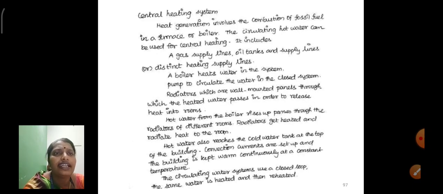அண்ட் நெக்ஸ்ட் ஒன், சென்ட்ரல் ஹீட்டிங் சிஸ்டம்ஸ் திஸ் ஜென்ரேஷன் இன்வால்வ்ஸ் ஏ கம்பஸ்டியன் ஆஃப் ஃபாசில் ஃபியூல் இன் எ ஃபர்னேஸ் ஆர் பாய்லர். த சர்க்குலேட்டிங் ஹாட் வாட்டர் கேன் பி யூஸ்டு ஃபார் சென்ட்ரல் ஹீட்டிங். இட் இன்க்ளூட்ஸ் எ கேஸ் சப்ளை லைன்ஸ், ஆயில் டேங்க்ஸ் அண்ட் சப்ளை லைன்ஸ் ஆர் டிஸ்டிங்க்ட் ஹீட்டிங் சப்ளை லைன்ஸ். அண்ட் ஆல்ரெடி யூ நோ பாய்லர் ஹீட்ஸ் வாட்டர் இன் தி சிஸ்டம். பாய்லர்லாம் மேக்ஸிமம் வந்து உங்களுக்கு டிரெஸ்ஸுக்கு கலர் சாயம் ஏற்றுறதுக்கு, ஓகேவா?